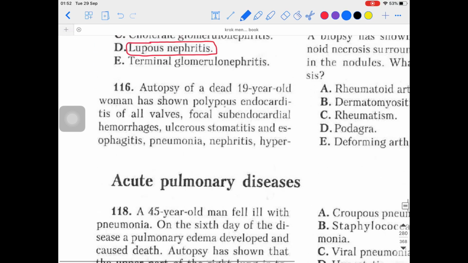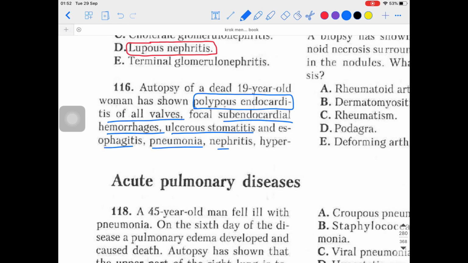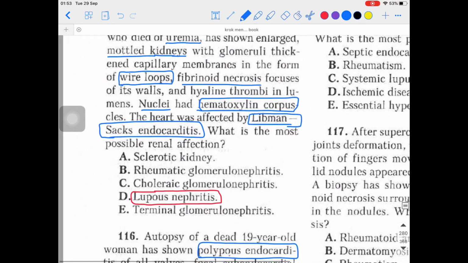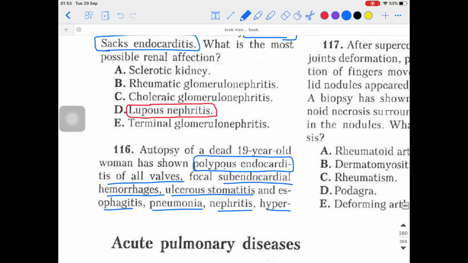Question number 116. Autopsy of a dead 19-year-old woman has shown polypous endocarditis of all the valves, focal subendocardial hemorrhages, ulcerous stomatitis, esophagitis, pneumonia, nephritis. Okay, so I told you in which kind of pathology you might see the damage of several kinds of connective tissue disorders. That will be SLE, isn't it? First of all, they told you about the endocarditis. Which kind of endocarditis do we see in SLE? That is Libman-Sacks endocarditis.